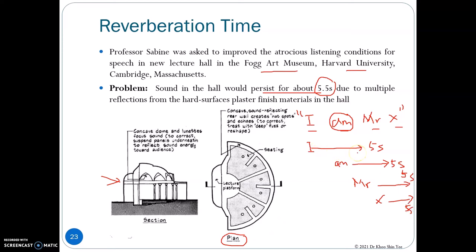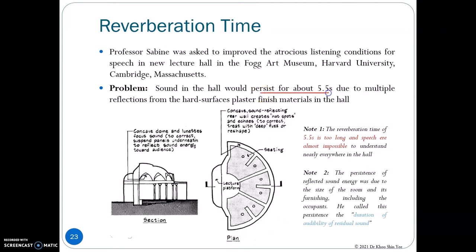The long duration of the sound is due to the reflection from the hard surface plaster finish materials inside the hall. Imagine the words "I," "am," "Mr." and "X" all mixed together at this moment. In this case, it will make listening very difficult. Therefore, Professor Sabin was asked to solve the sound problem inside the hall. The persistent sound for 5.5 seconds here is also known as the reverberation time.